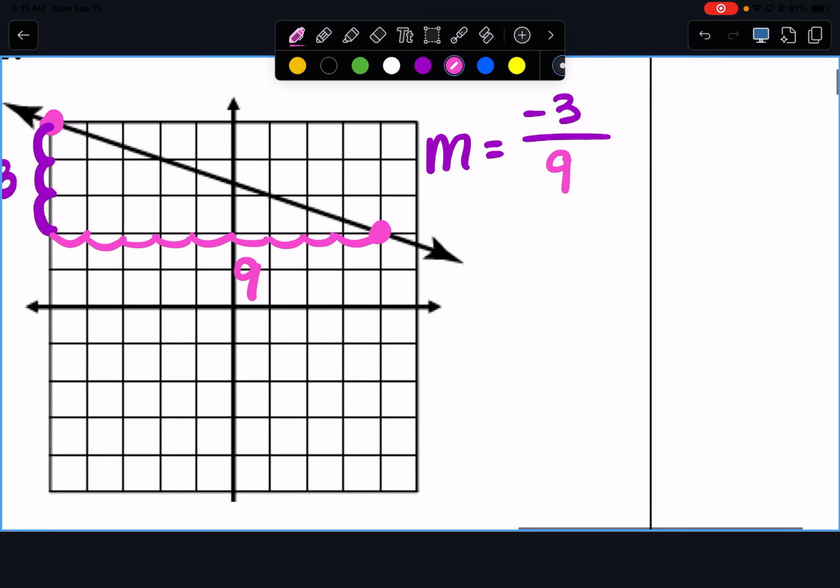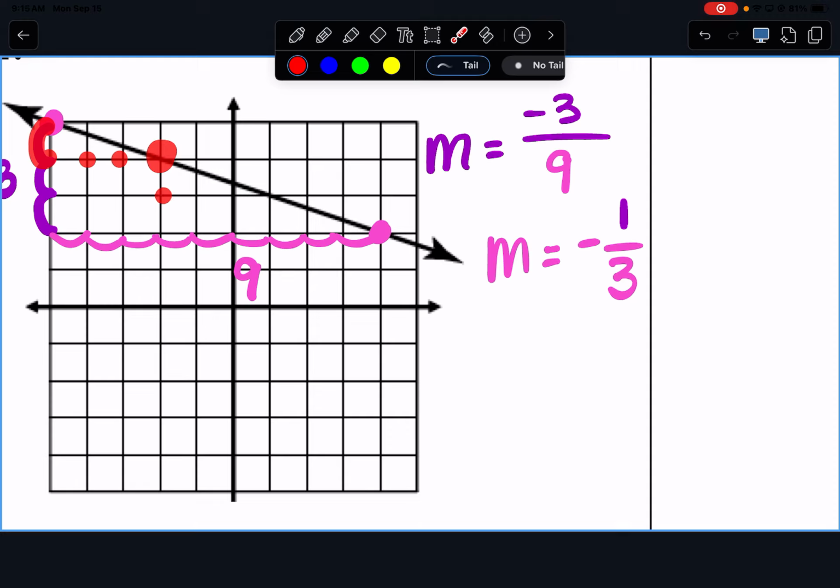So is that something I can simplify? Yeah. To -1/3. And so if I was to do -1 over 3, so go down 1 over 1, 2, 3, every time I do that, I'm going to find a point on my graph, okay? And it will continue to be that way forever.